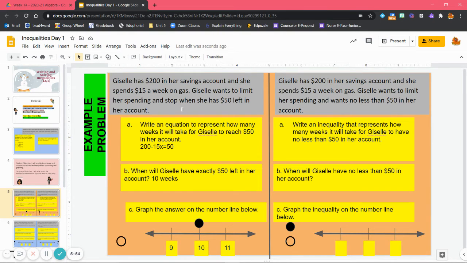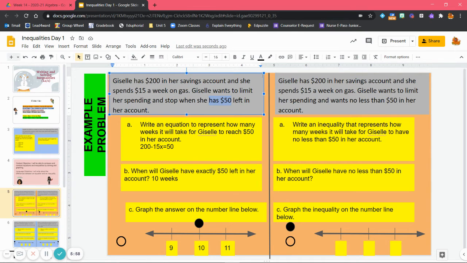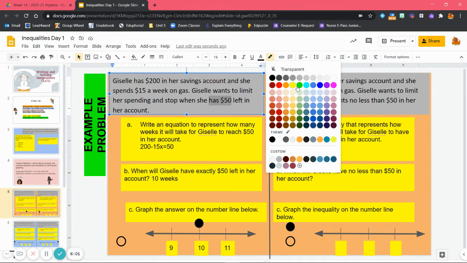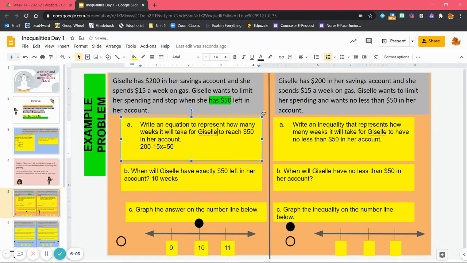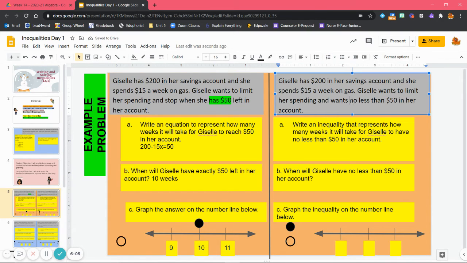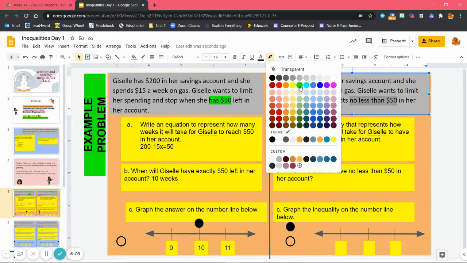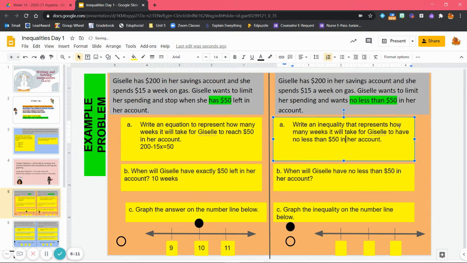So in problem 1, it says that she has $50 left in her account. Like she wants to have that $50. Okay. This one says she wants no less than $50. So this could be different amounts possibly. So part A says, write an inequality that represents how many weeks it will take for Giselle to have no less than $50 in her account.